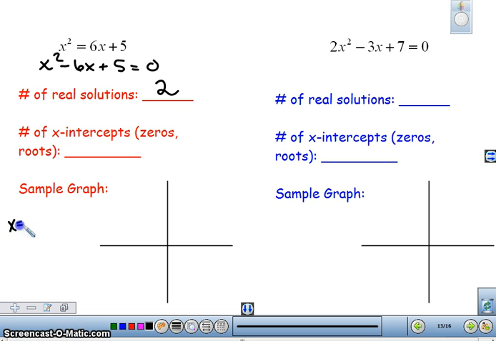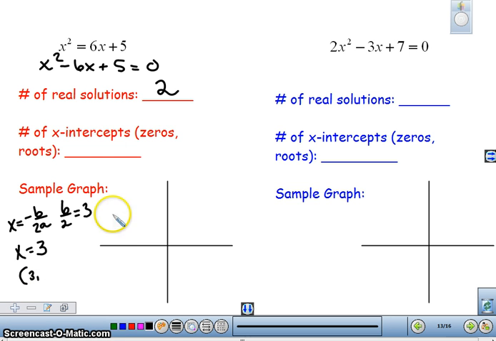I'm going to take x is equal to negative b divided by 2a, recognizing that from your quadratic formula. So in this case, we're going to take minus a negative 6, which gives us a positive 6, divided by 2 times 1, which means our axis of symmetry is x equals 3, and our vertex is going to be over at 3.